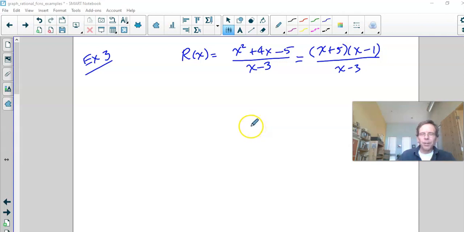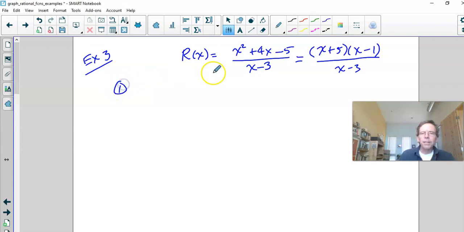All right, we're into the last video about graphing rational functions. And here's our rational function, x squared plus 4x minus 5 over x minus 3. If we factor this, you'll see that we get x plus 5 on the top times the quantity x minus 1. And then in the denominator, we still have x minus 3. That's fully factored.